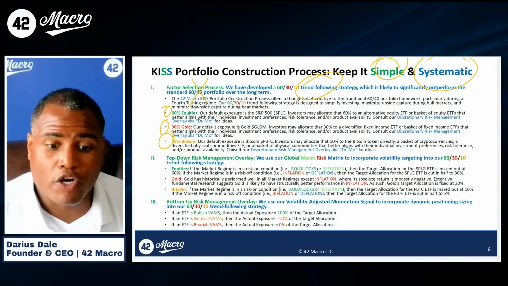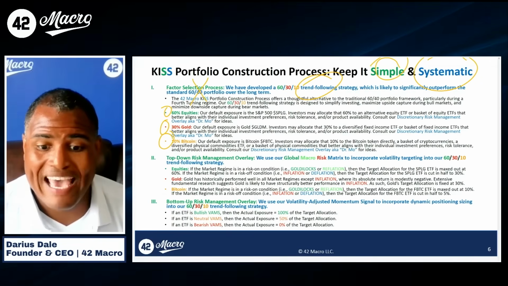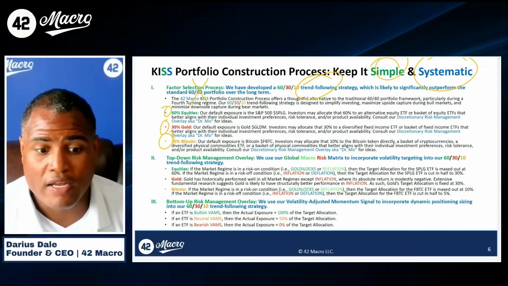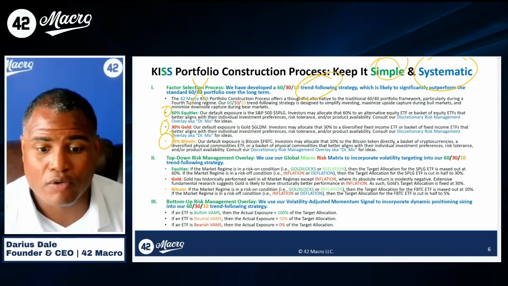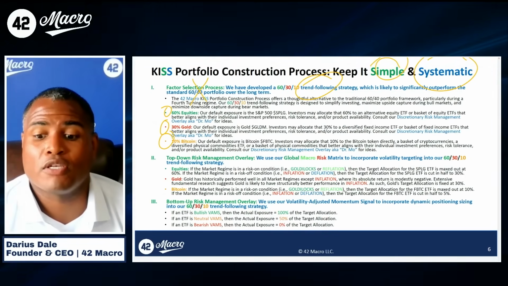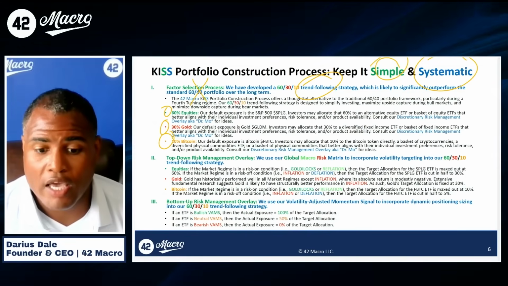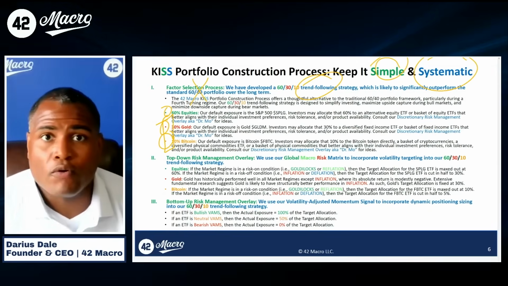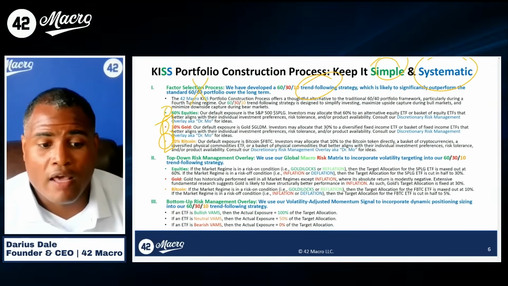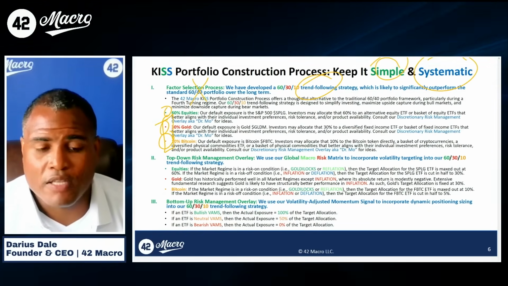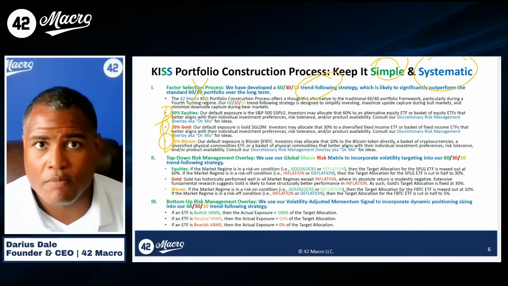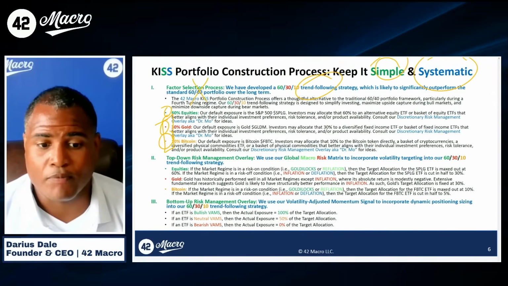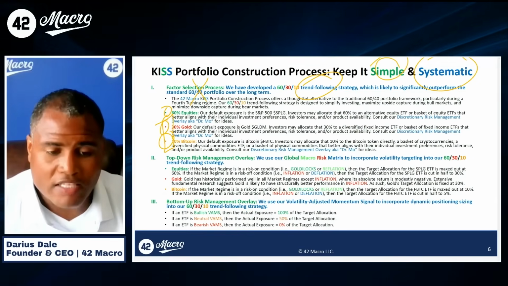And then Bitcoin, our default exposure is 10% Bitcoin. Investors may allocate that 10% to the Bitcoin token directly, a basket of cryptocurrencies, or a diversified physical commodities ETF, or a basket of physical commodities that better aligns with their individual investment preferences, risk tolerance, product availability. Again, consult our discretionary risk management overlay for ideas. So with this 40%, what we're trying to do with gold is twofold: capital preservation and outrunning monetary debasement. And that's what we're trying to do in this fourth turning regime, of which we have identified a high probability of seeing a tremendous amount of monetary debasement over the long term. So again, that's the factor selection part of KISS.